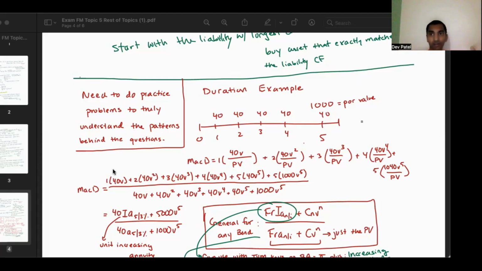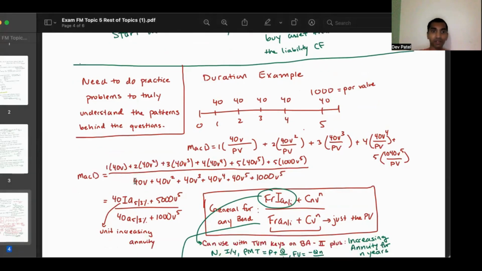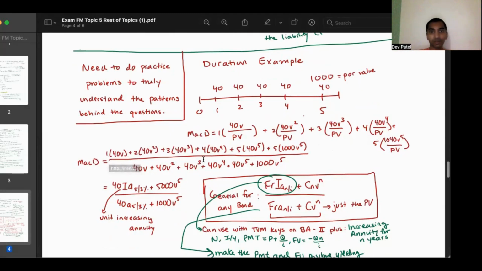So then when we combine all of that together, we get this large formula, the computation here where, and you can notice the 1, 2, 3, 4, 5, that's like the unit increasing annuity, and then the 40v, 40v squared, 40v cubed, 40v^4, that also forms another sequence as well. So you can use that. You can use an increasing annuity, 40 (IA) five at 3%, representing the numerator part, and then obviously there's this end portion, 5 times 1,000 v to the fifth, which isn't aligned with the rest of the sequence. So then you could just add on to that.